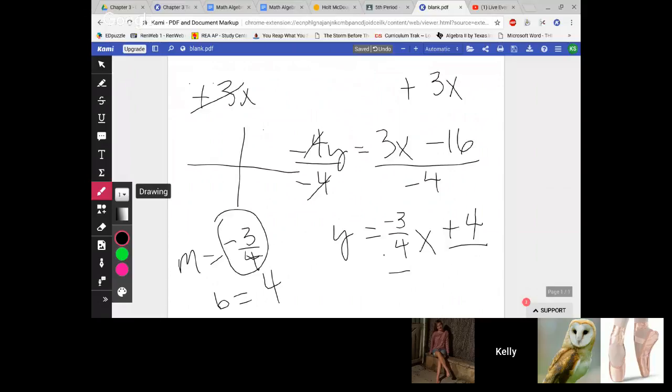When you're graphing, you can go in one negative direction and one positive direction when it's a negative. And most of the time when you're graphing, obviously that's what you're going to do. So on this particular one, my y-intercept is 4. So 1, 2, 3, 4. So I would graph right here.